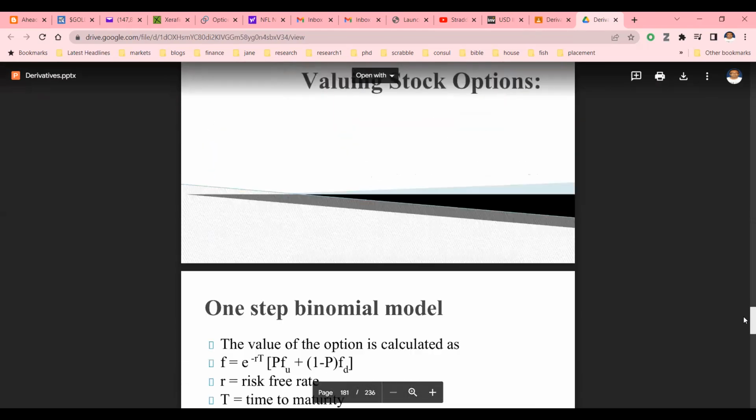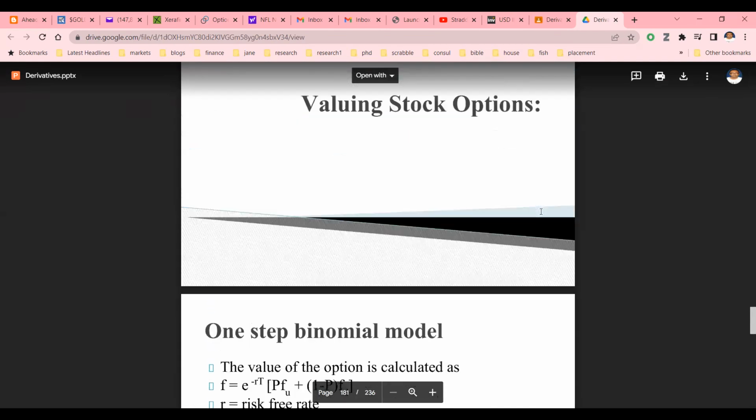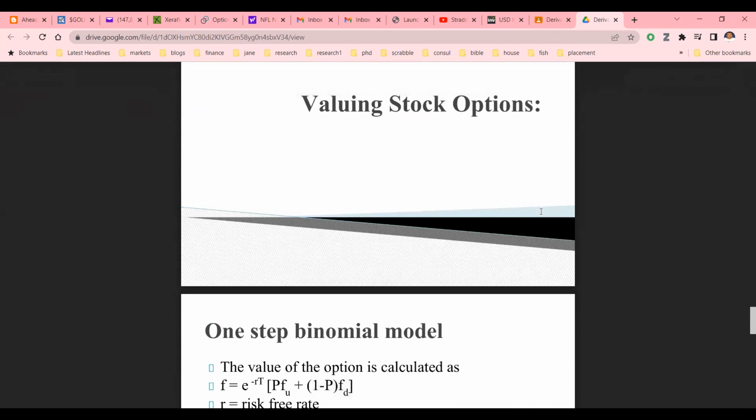Okay. Now you must be wondering. We already saw option premiums and option prices. Now, how do these prices come up? How do we know that the option's worth is this much? So for valuing stock options, we have option models.